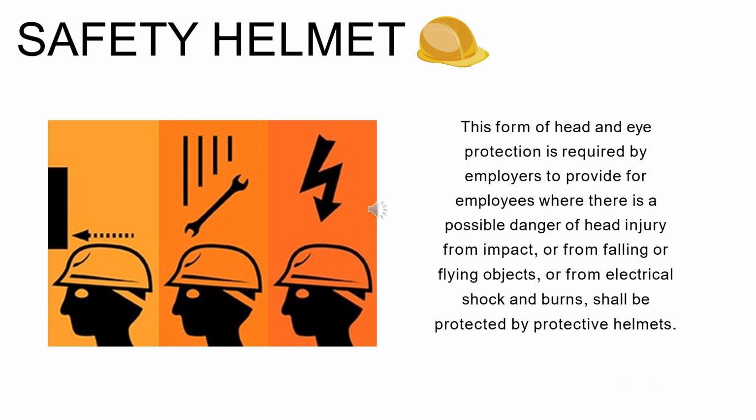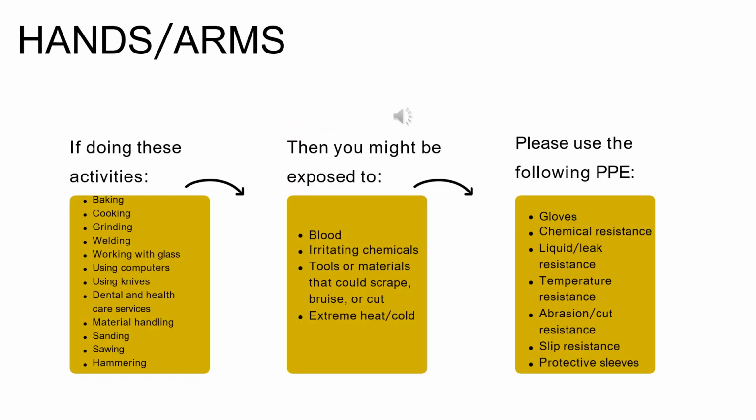Safety helmet. This form of head and eye protection is required by employers to provide for employees where there is a possible danger of head injury from impact, or from falling or flying objects, or from electrical shock and burns, shall be protected by protective helmets.